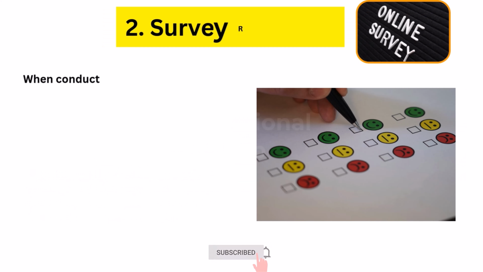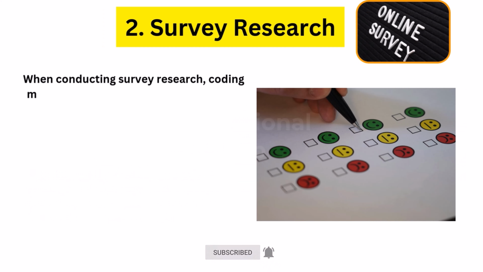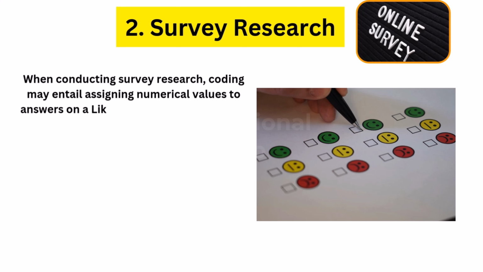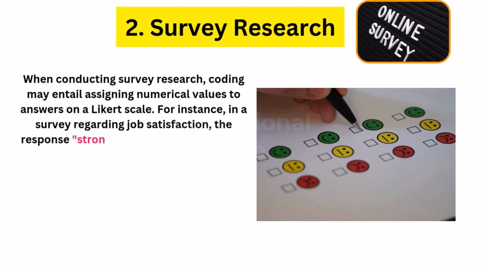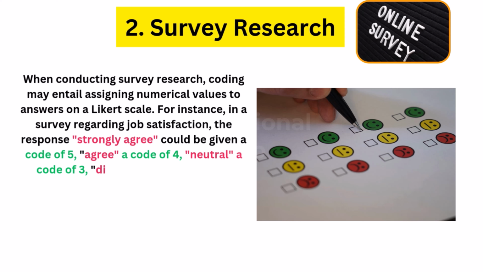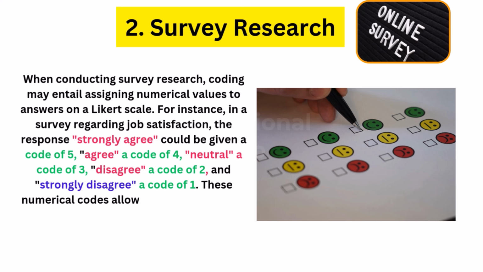2. Survey research. When conducting survey research, coding may entail assigning numerical values to answers on a Likert scale. For instance, in a survey regarding job satisfaction, the response, strongly agree, could be given a code of 5, agree, a code of 4, neutral, a code of 3, disagree, a code of 2, and strongly disagree, a code of 1. These numerical codes allow for the quantitative analysis of survey data.